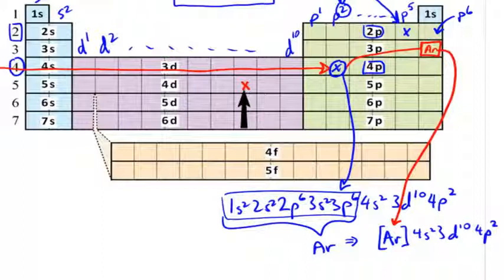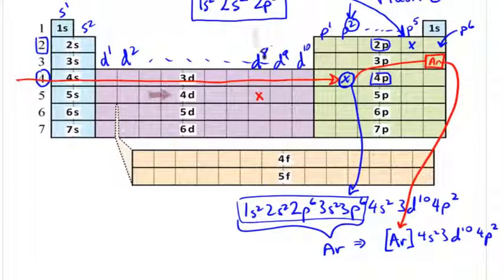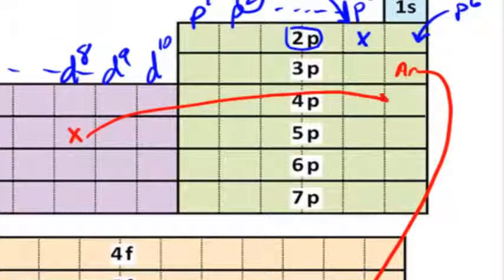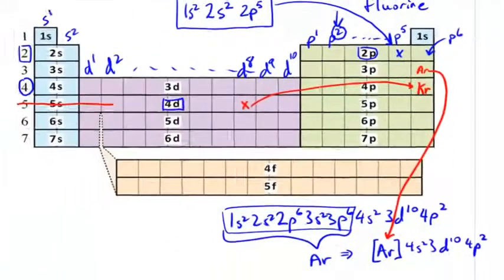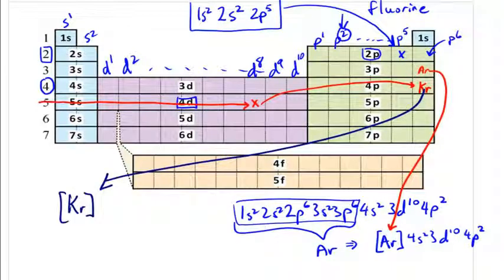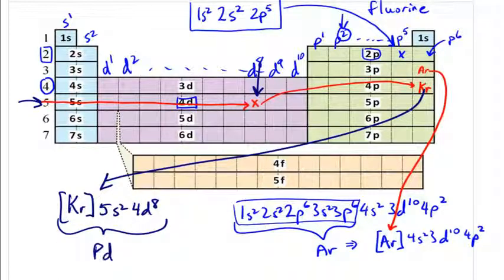We don't even know what it is. We've got d10 there, d9, d8. So we know it's going to end in 4d8. What is the noble gas that comes in the period before that? That would be krypton. And so we would write krypton plus everything that leads up to that box. So let's do that. We've got krypton, and then we're just going to go across 5s2, and then 4d we've got 8. And that just happens to be palladium, Pd.